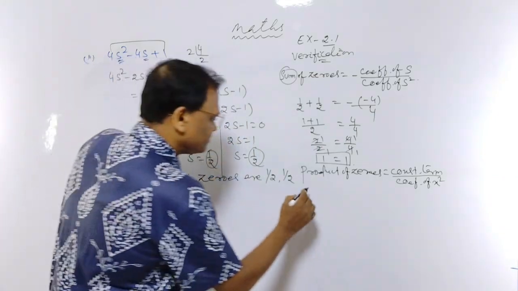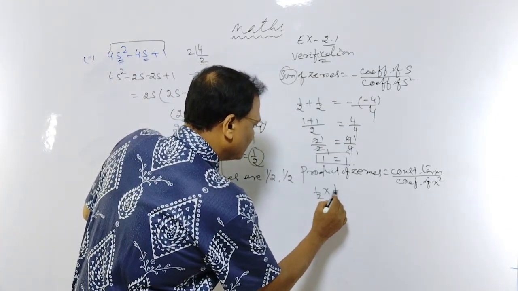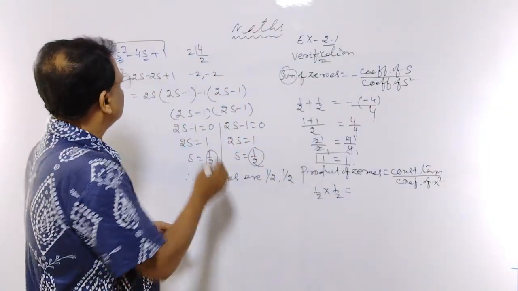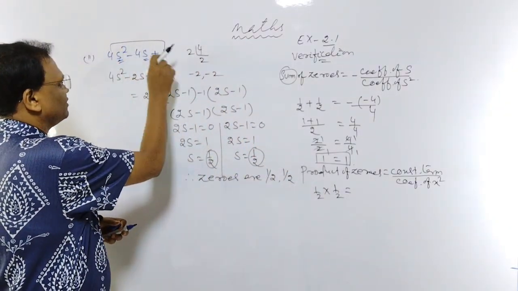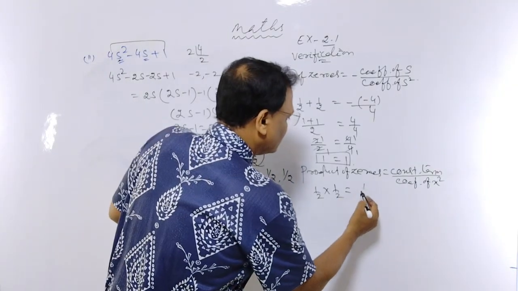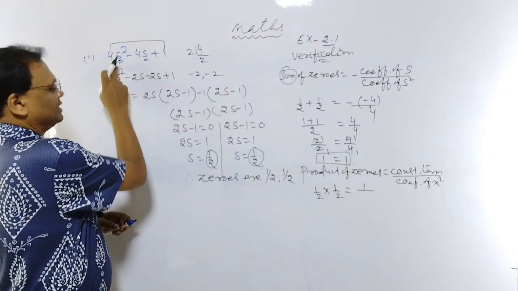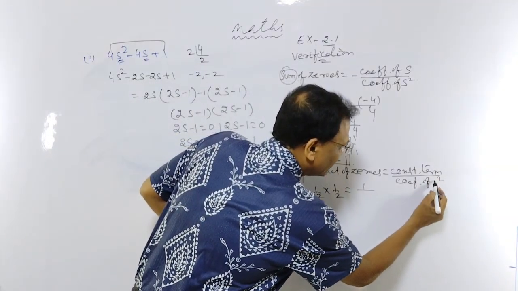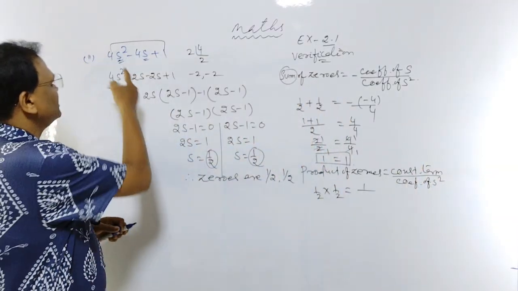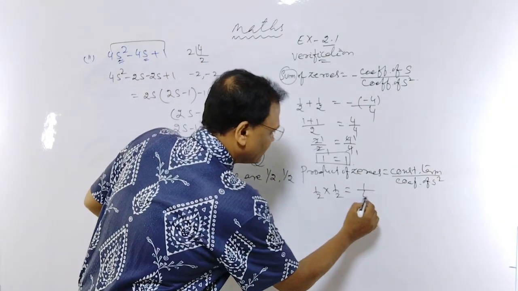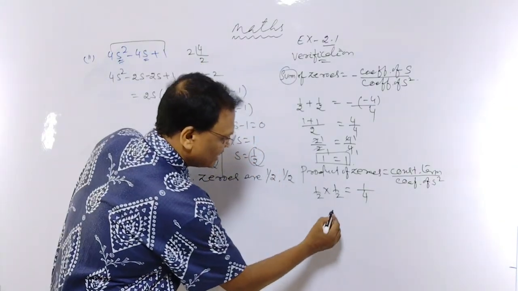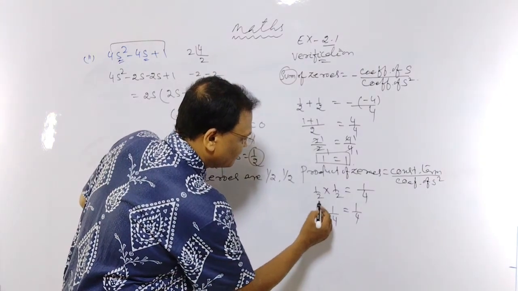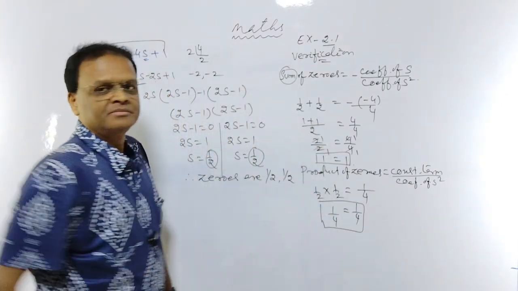My two zeros are 1 by 2 into 1 by 2, which is equal to the constant term over the coefficient. Which is the constant term? Come to the question. This is my constant term, it is 1, over the coefficient of x square. What is the coefficient of x square? That is 4. 1 by 2 into 1 by 2 gives me 1 by 4, which is equal to 1 by 4, and this is verified. Exactly equal.